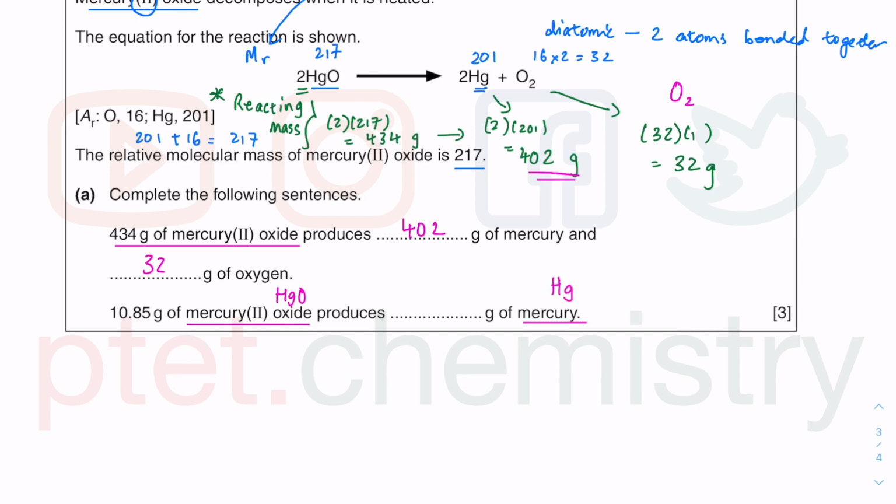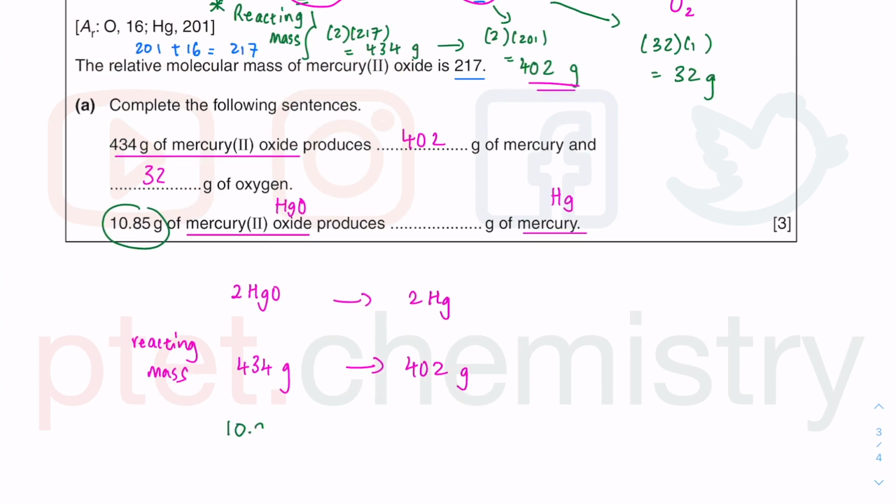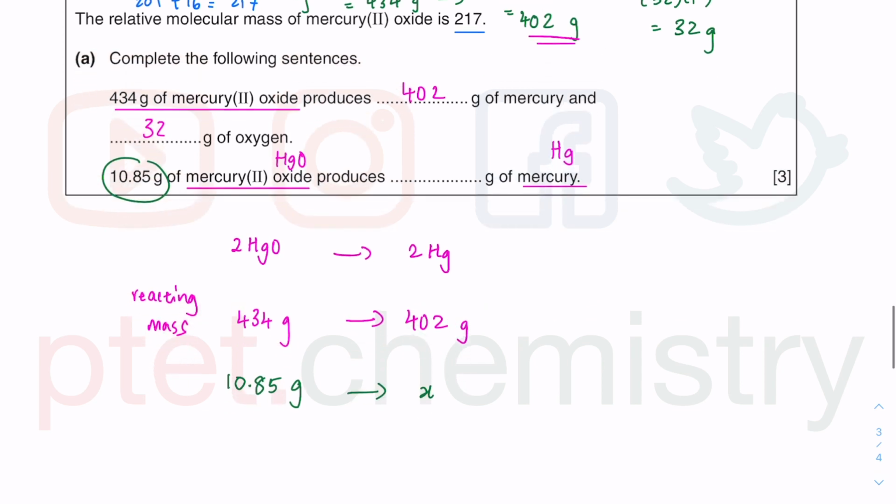So what I do is I pick out the information that I need. I have 2 HgO going to 2 Hg from the reacting mass. So I always look at the reacting mass, which I could process from the Mr. So that is 434 gram. As I had processed earlier in my working, I have 402 gram. So 434 gram of mercury 2 oxide will give me 402 gram of mercury. What does the question want? The question wants 10.85 gram of mercury 2 oxide. So this one will give me X or Y or Z or whatever you want.